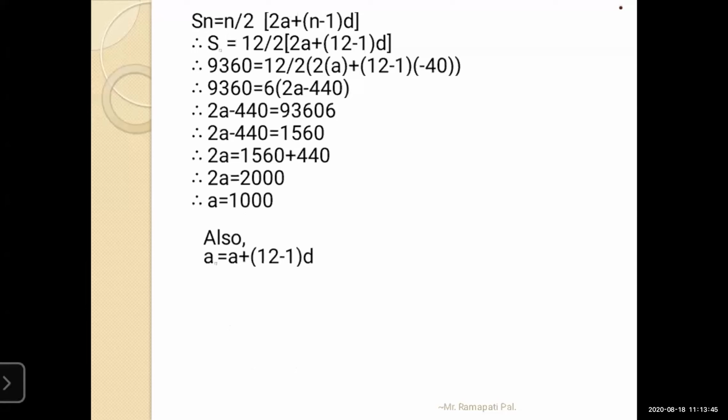So a is our first term. Now let's see what is our 12th term. You can write T12 or a12, doesn't matter. So 1000 plus 11, because 12 minus 1, into d, so 11 into minus 40. It becomes 1000 minus 440, which is 560. Is it clear? The first and the last installment are rupees 1000 and 560 respectively.